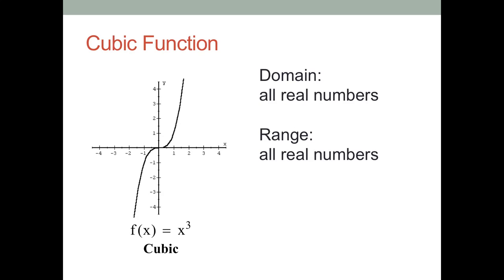In the cubic function, we've got f of x equal to x cubed. That's just a simple kind of S-curve with a little shelf there at 0, 0. My domain for this is also all real numbers. I can cube anything. And because I can get both positive and negative answers from this, I can get any kind of number for an answer. So my range is also going to be all real numbers.